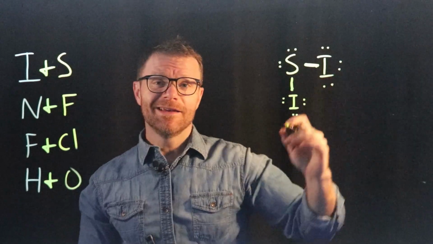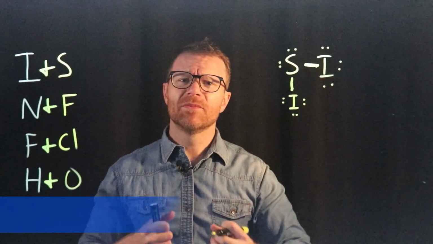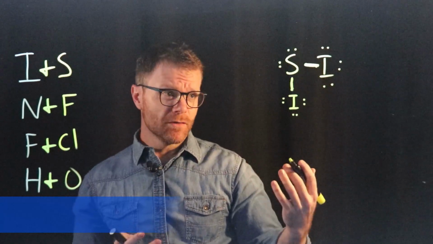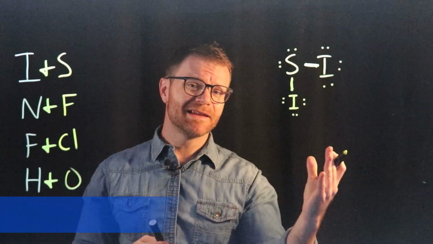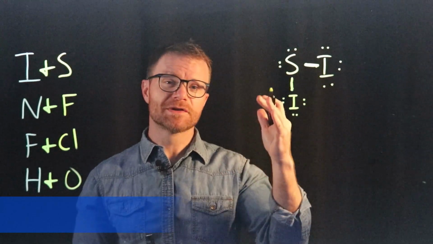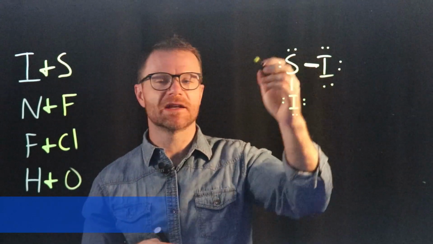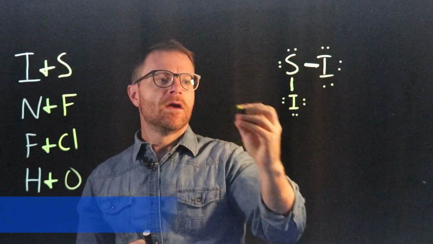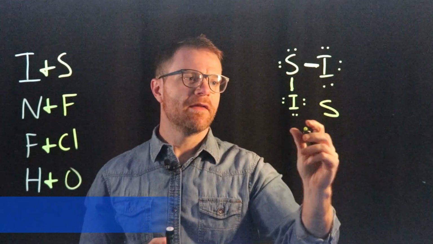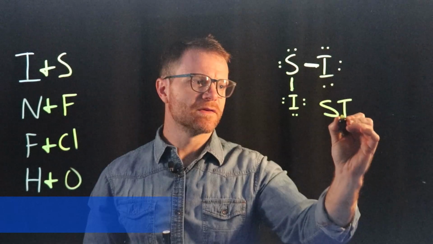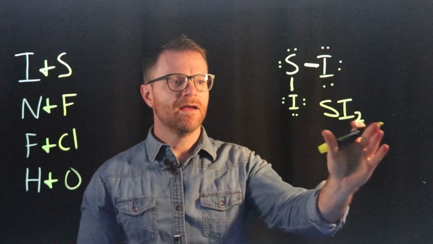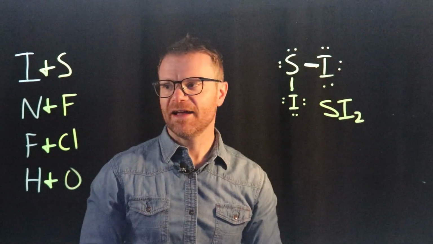Now iodine is a halogen, so we know it's going to be very, very electronegative. It's going to be more electronegative than sulfur, so sulfur is the less electronegative thing, so it's going to come first. Where will I write it? I guess I'll just write it here. And then the iodine is more electronegative, so it's going to come second, and we have 2 of them, so we'll put a little 2 subscript there, SI2, sulfur diiodide.